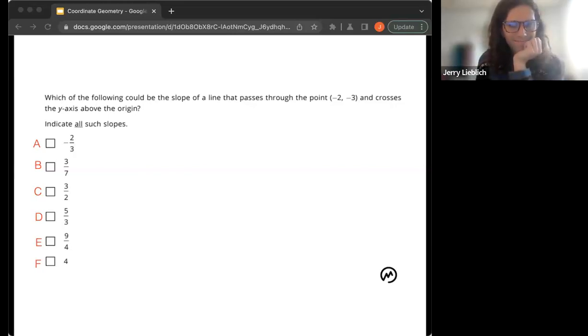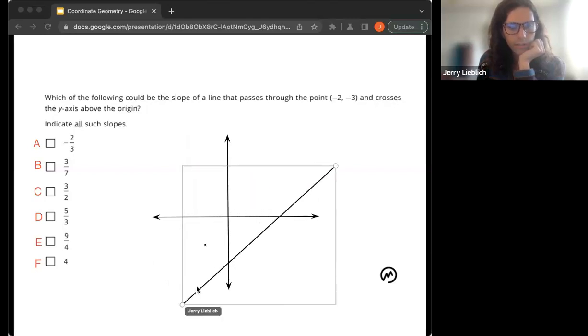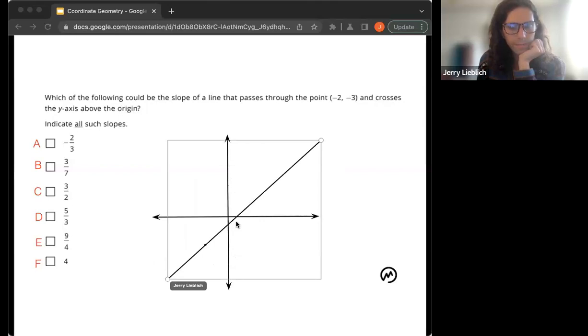Okay. So, apologies for the bells in the background here. I would start by sketching this. So, put in -2, -3, something like this, and it crosses the y-axis above the origin. The origin meaning 0, 0. So something like this. Now, it could be a lot steeper. It couldn't be like this.